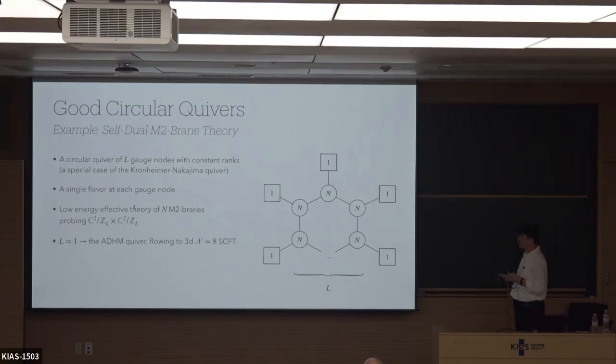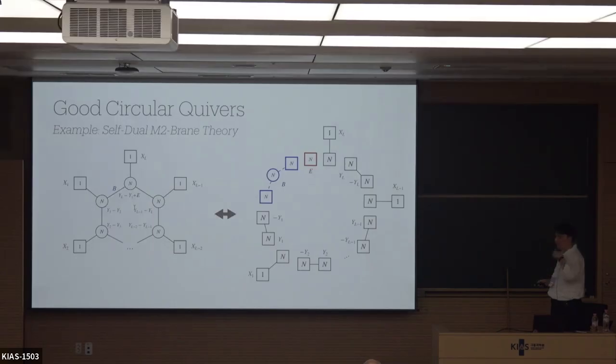And it is known that this is the low energy effective theory of N M2 branes probing C^2 × C^2 mod Z_L. Okay, and if I take L equal to 1, it becomes just the ADHM quiver I mentioned in the intro, which flows to the 3D N=8 superconformal field theory. So how to dualize this?